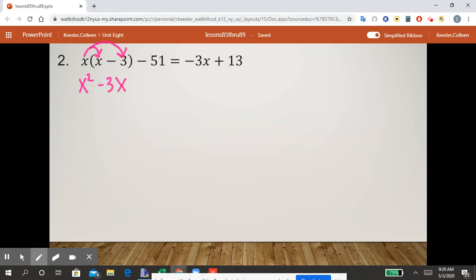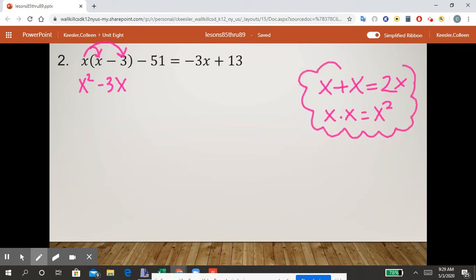Now, just as a little reminder, when you have x plus x, you get 2x. When you have x times x, you get x squared. Try not to confuse the two, especially when you move into algebra at the high school level. You'll be using this a lot, and it's very important that you don't mess them up, because if you mess them up, you change the whole equation, and you're not going to get the right answer.